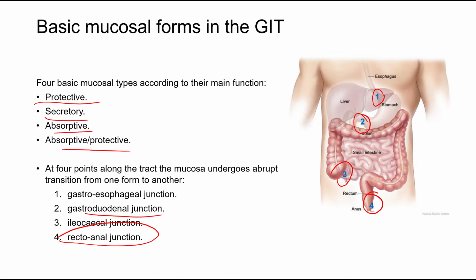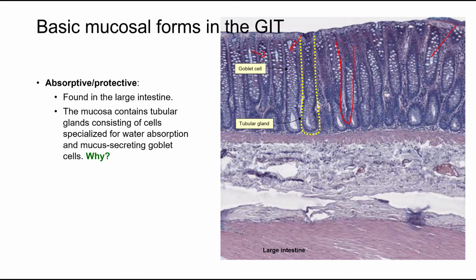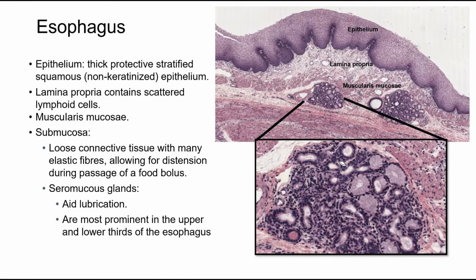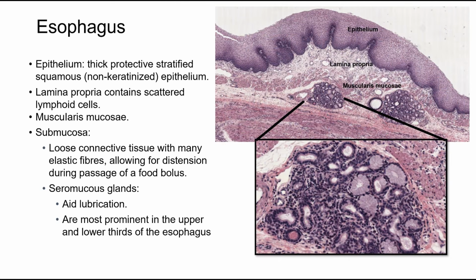The mucosa will change from absorptive protective to a purely protective mucosa. Remember that we had a protective mucosa in the esophagus, which is a non-keratinized stratified squamous epithelium. And so here at the anorectal junction, the mucosa changes from this absorptive protective mucosa to stratified squamous epithelium, which is a purely protective mucosa. I will show that to you in an upcoming slide. Let's start with the esophagus.